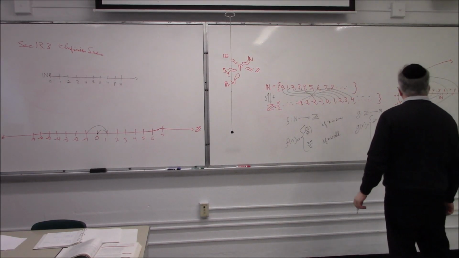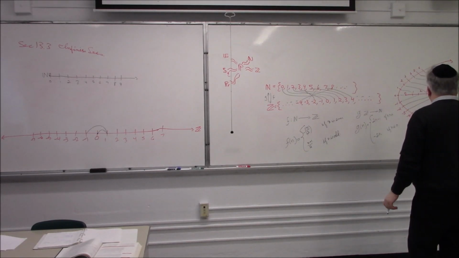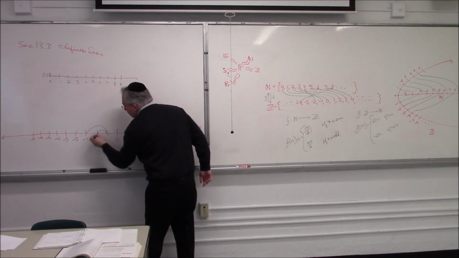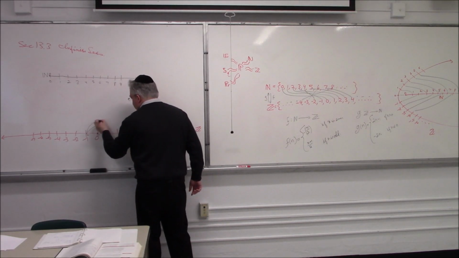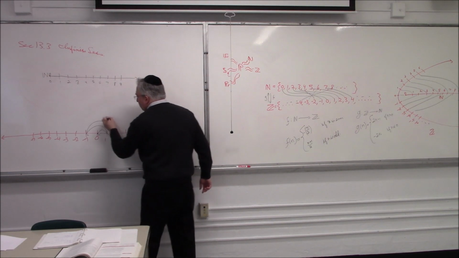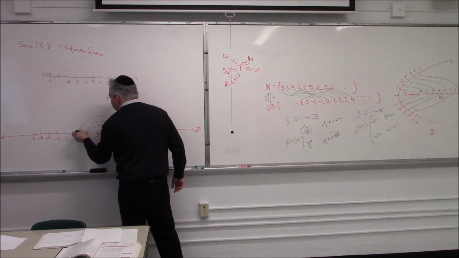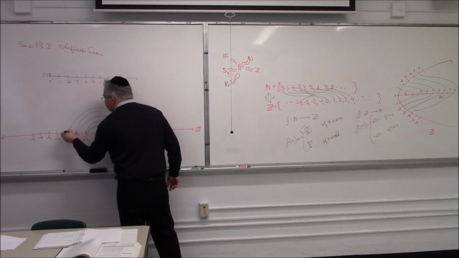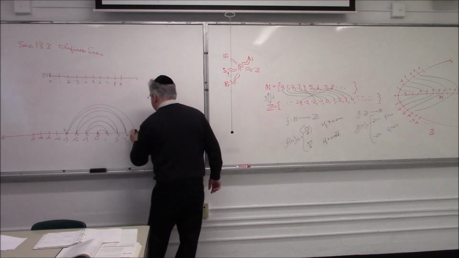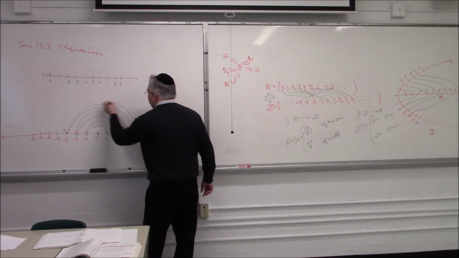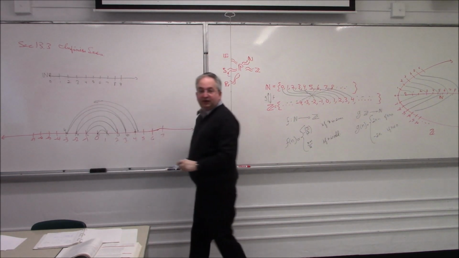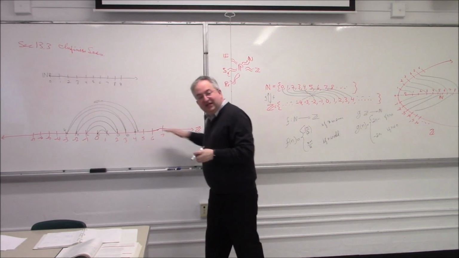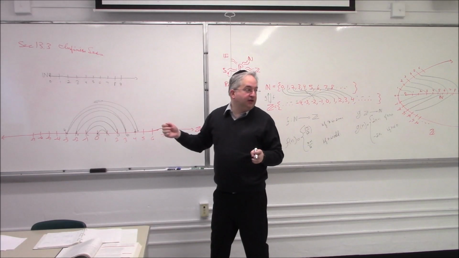2 minus 1, 2 goes to -1. So this is 0, this is 1. This is 2 goes to -1, then 3 goes here, and then 4 goes here, and then 5 goes here, and then 6 goes here, and then 7 goes here, etc., etc.